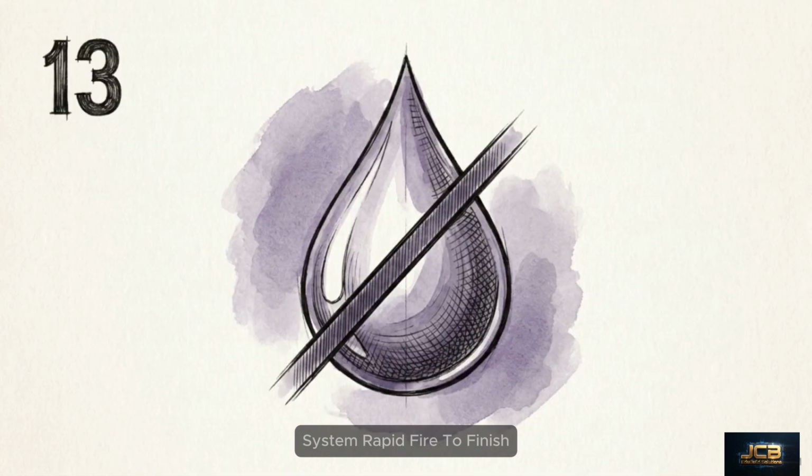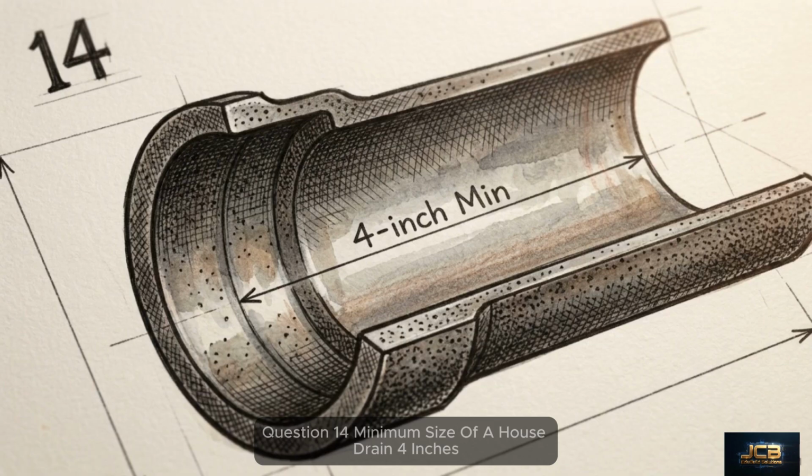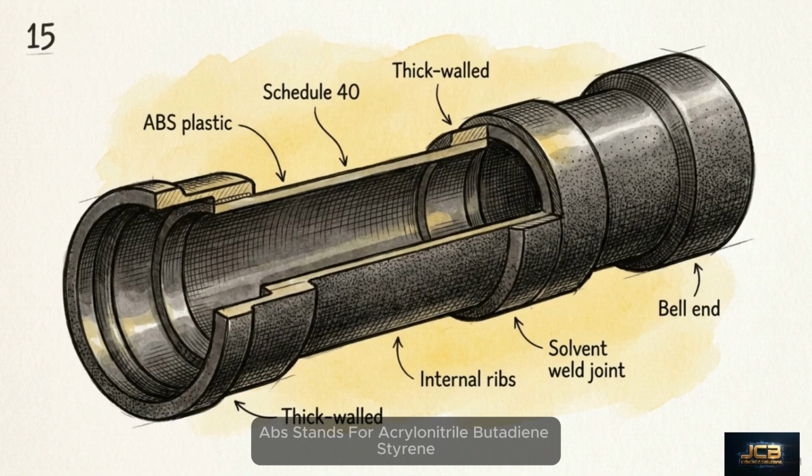Rapid fire to finish. Question 13. Color for non-potable water? Purple. Question 14. Minimum size of a house drain? 4 inches. Question 15. The plumbing material ABS stands for acrylonitrile butadiene styrene.